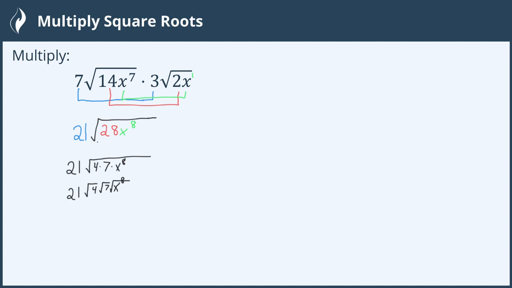The square root of 4 is 2. This is a perfect square. This does not come out as 212. It comes out as 2 times 2. The square root of 7 cannot be simplified any further.